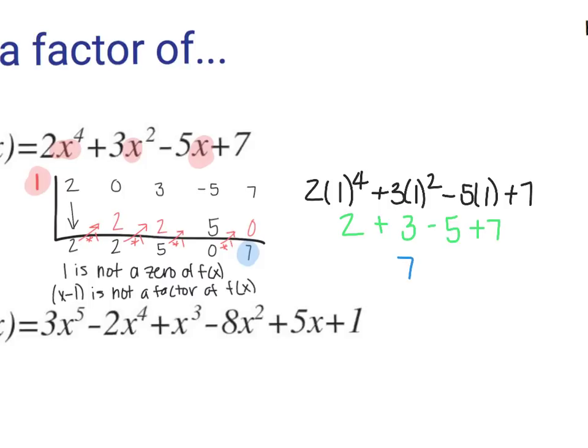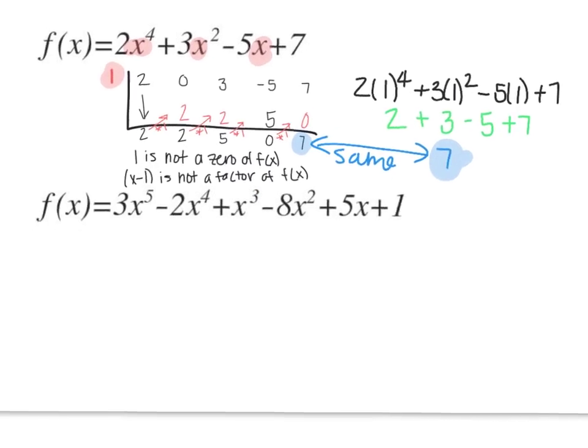Hey, guess what? I got the same thing both times. And again, I should have. If I didn't get the same thing here and here, I would have done something very wrong. These two, whether you synthetically divide or you plug it in, they should always produce the same result. And either way, because I didn't get 0, that tells me that 1 is not a 0 and that x minus 1 is not a factor. So we're going to try that for the next problem.